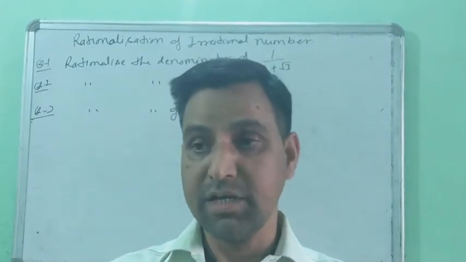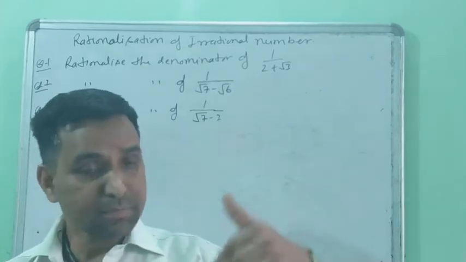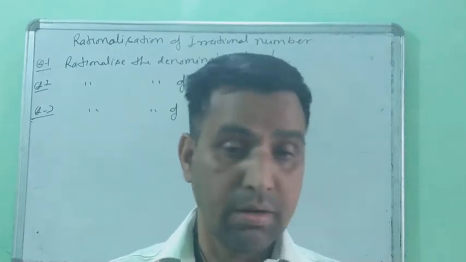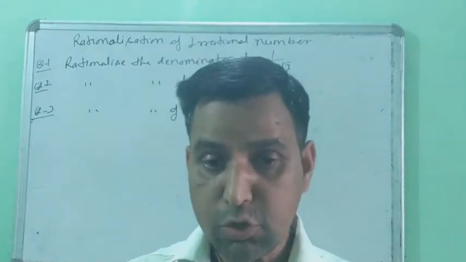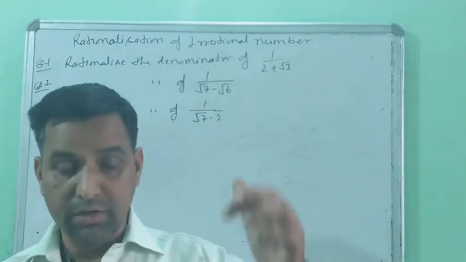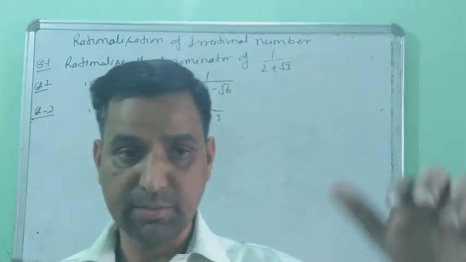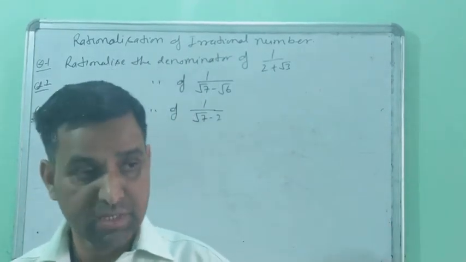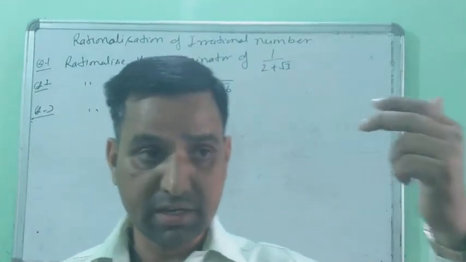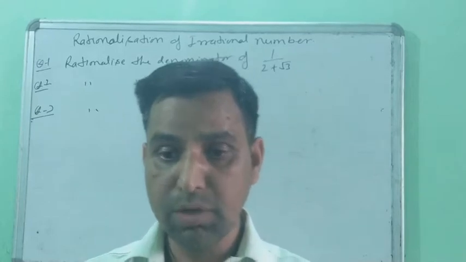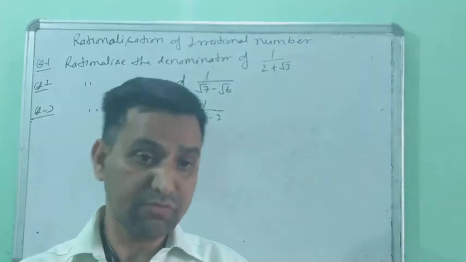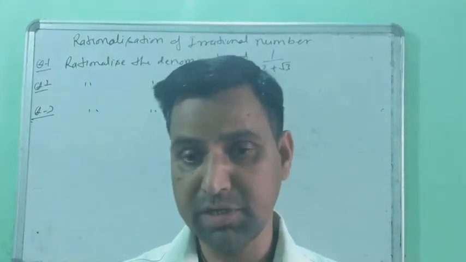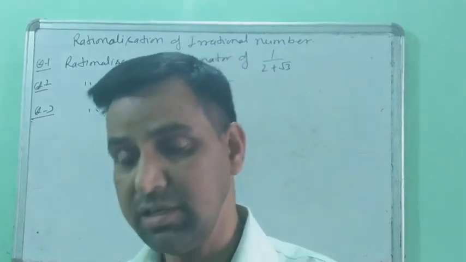Sometimes the irrational number is in monomial form, sometimes in binomial form, sometimes in multinomial form. Then you will convert one by one. Every question takes a different type. Suppose it is a monomial, then you multiply and divide by the same monomial. Suppose you are rationalizing a binomial form, then you multiply and divide by the conjugate. What is the conjugate of the given denominator? Then you multiply and divide, and then you convert it into rational form.